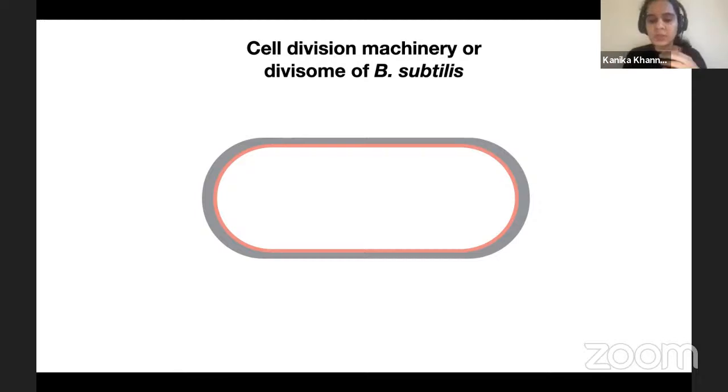What we know so far is that the major protein involved in cell division in many bacteria, and also in B. subtilis, is FtsZ. FtsZ is a homolog of tubulin, and it can polymerize in a GTP-dependent manner. When the division site is placed at the middle of the cell, FtsZ forms a ring made up of overlapping protofilaments of FtsZ, and this ring is called the Z ring. The Z ring acts as a scaffold to recruit other cell division proteins to the septum.